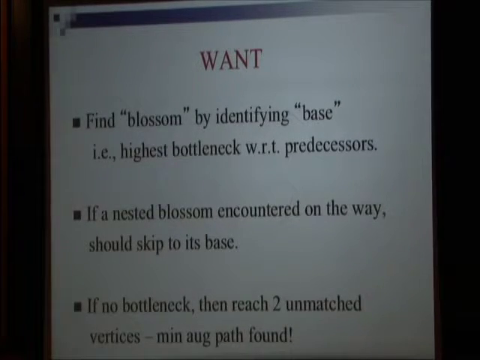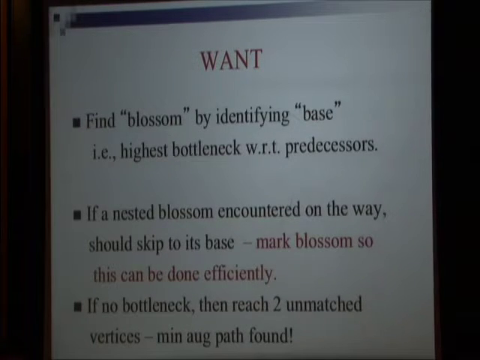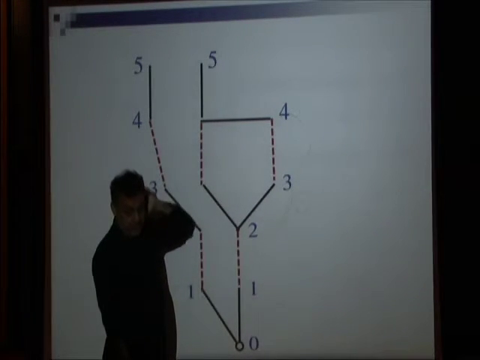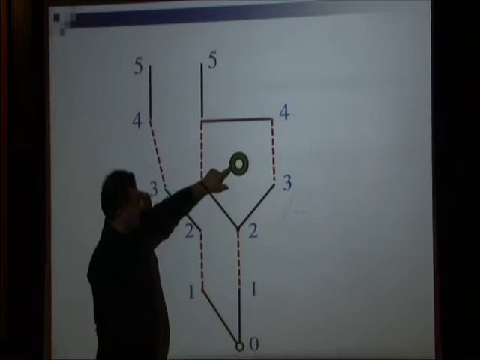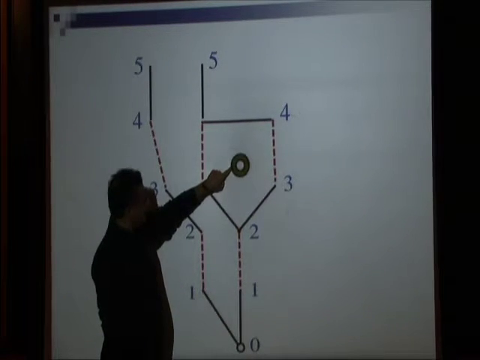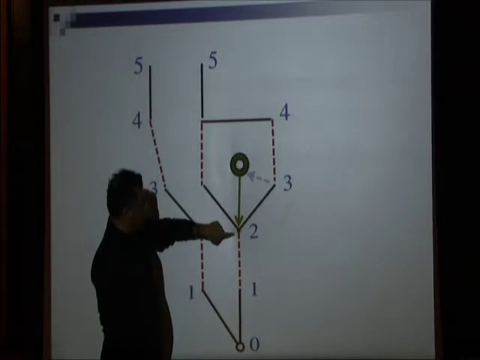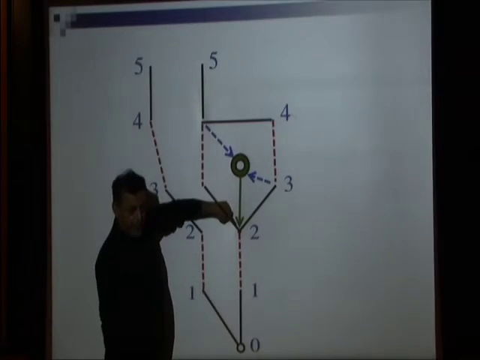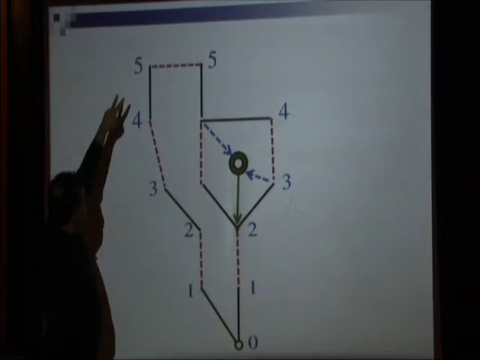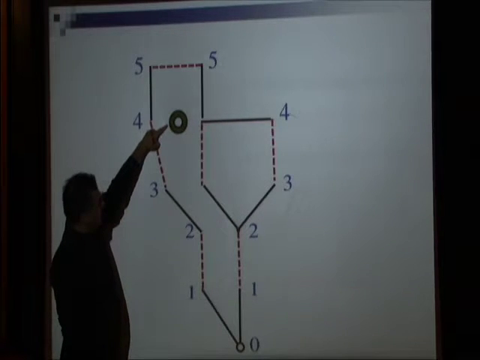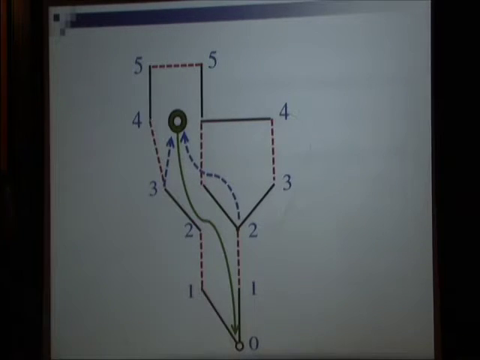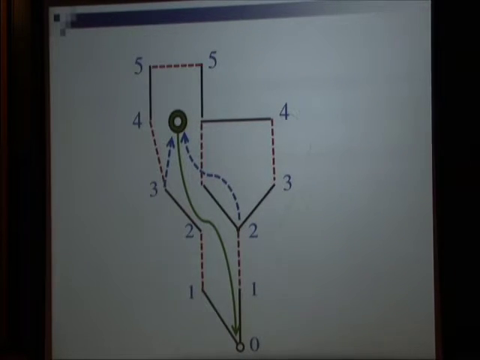Okay. So, and then the question is, how did we mark blossoms so that we skip them efficiently? Well, when this blossom was found, and I haven't defined a blossom yet, in a moment, I put a blossom node here. It points to the base. All the vertices of the blossom point to this. So when we come down here, we come down directly here. And when this new blossom is formed, it puts down its own node, or it points to its base, and all the vertices point to that blossom node. Agreed?